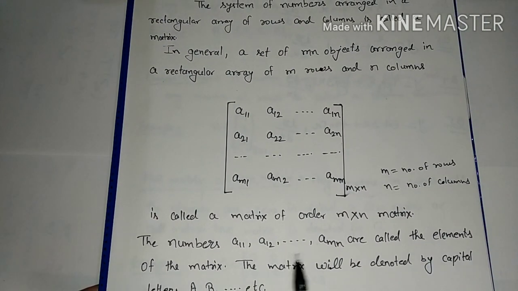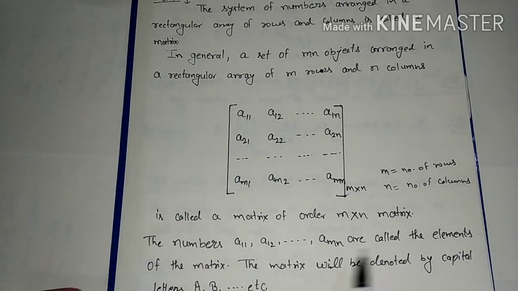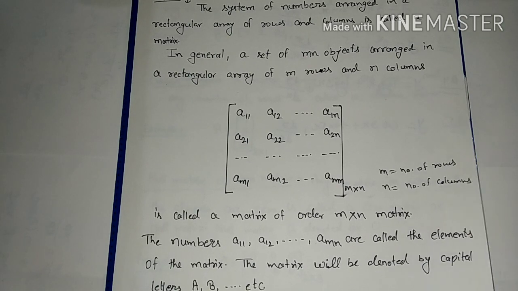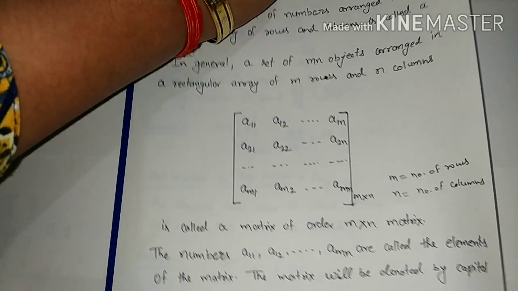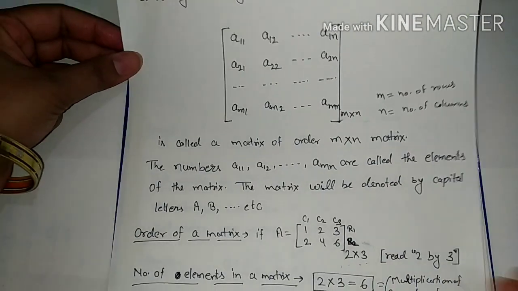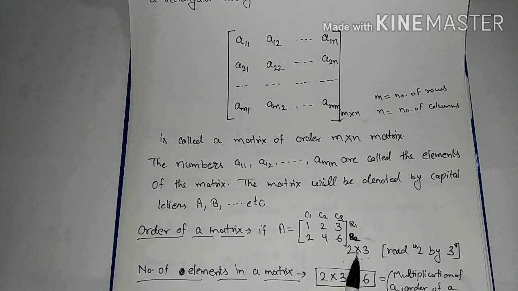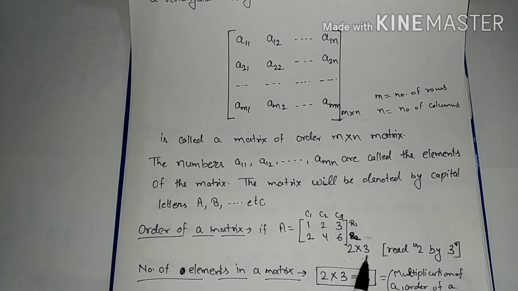The numbers a11, a12, amn are called the elements of the matrix. The matrix will be denoted by capital letters A, B, C, etc. Order of a matrix. If A equals 1, 2, 3, 2, 4, 6, this is a rectangular matrix. Number of rows 2, number of columns 3. The order of the matrix is 2 by 3, read as 2 by 3: number of rows into number of columns.